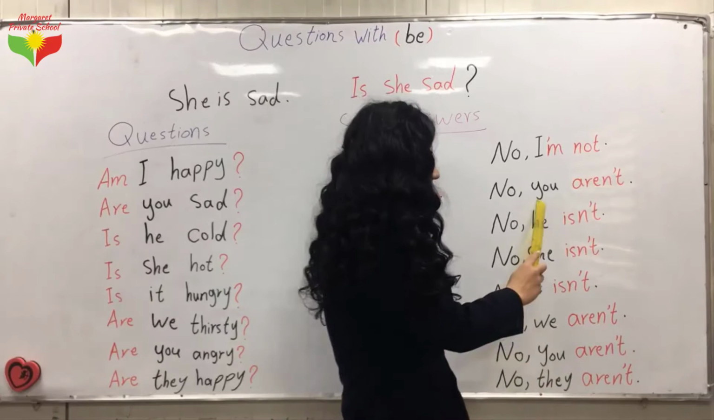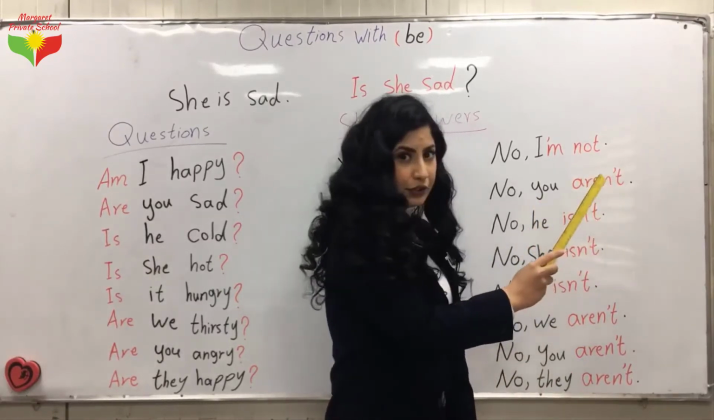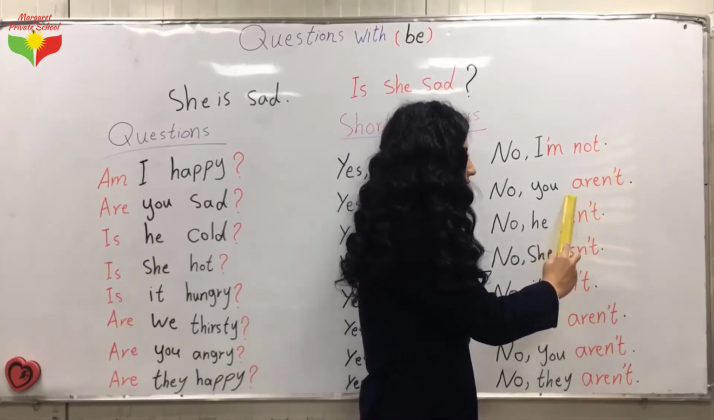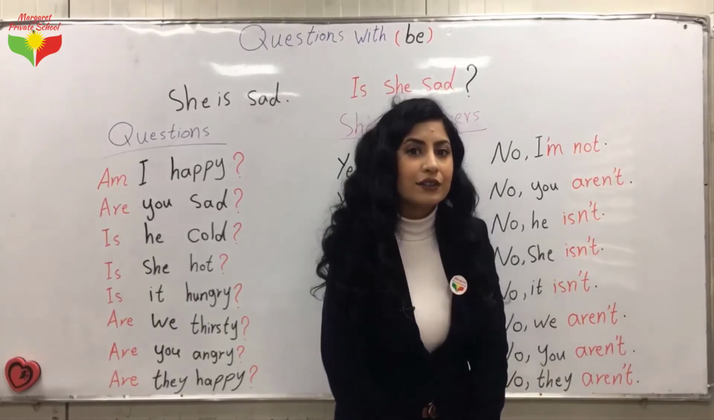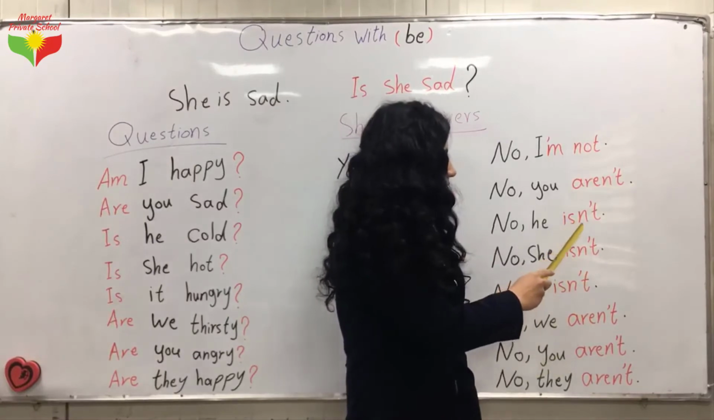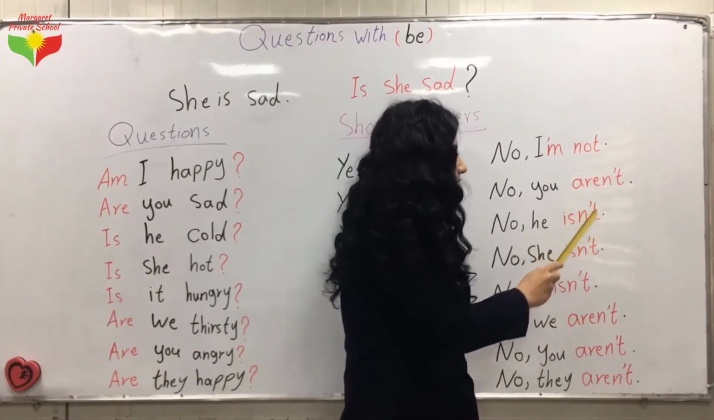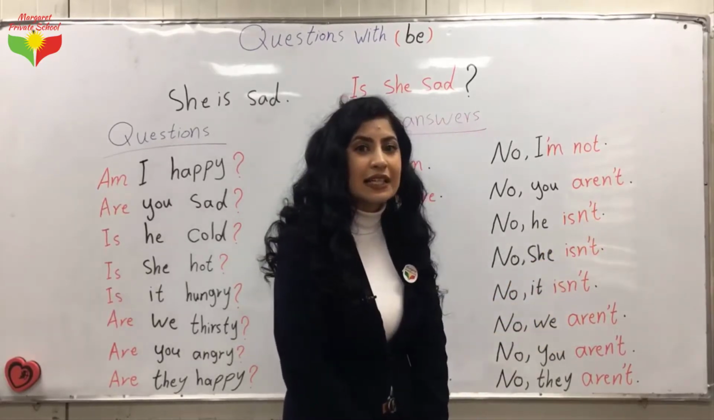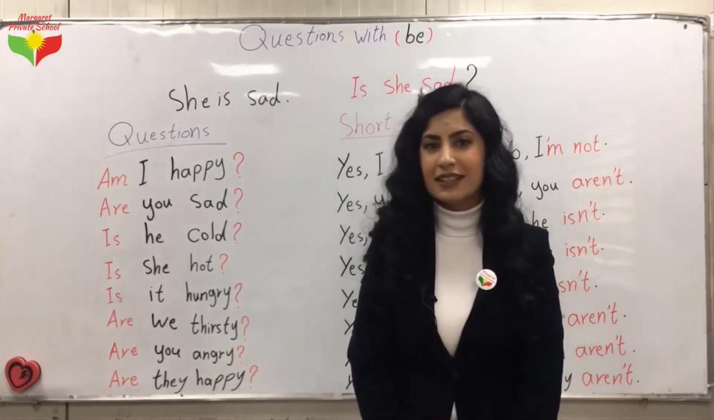Look at the second one. You aren't. The letter O disappears, and we have an apostrophe instead of that letter O, and it sounds like aren't. Okay. The next one. The letter O disappears, and we have an apostrophe instead of that letter O, and it sounds like isn't. Okay, dears, did you get it?